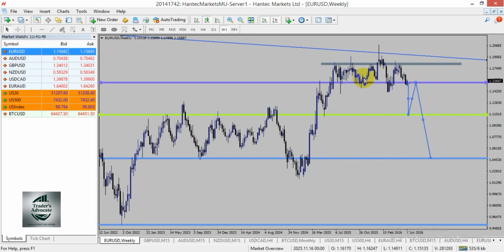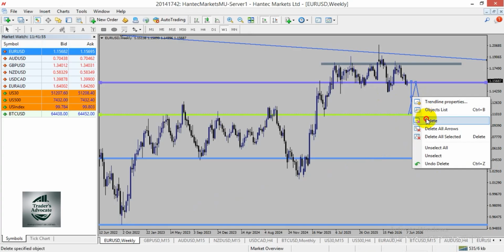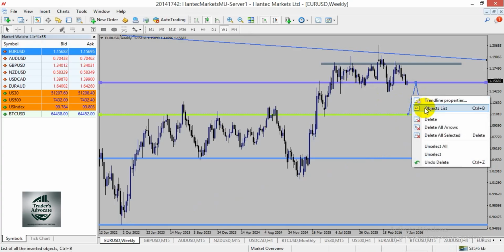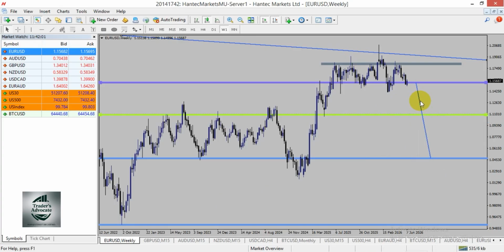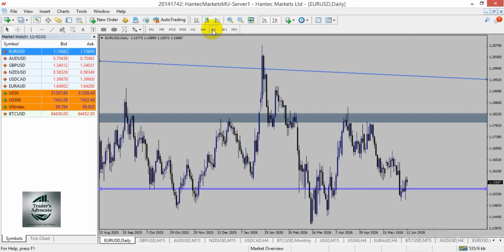As for the Euro USD, we've pretty much done the analysis of what we are anticipating the price to do. So this is the top-down analysis for the Euro. If you're having any difficulty, please drop it in the comment section, and I will answer your question there.